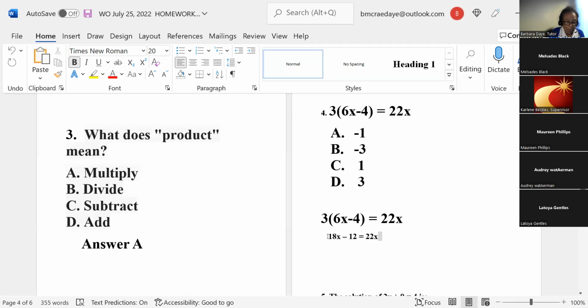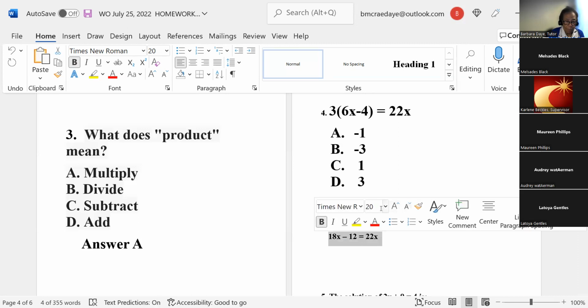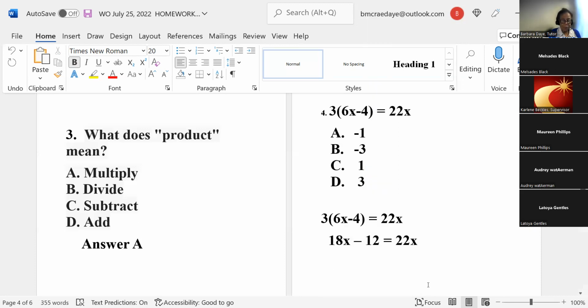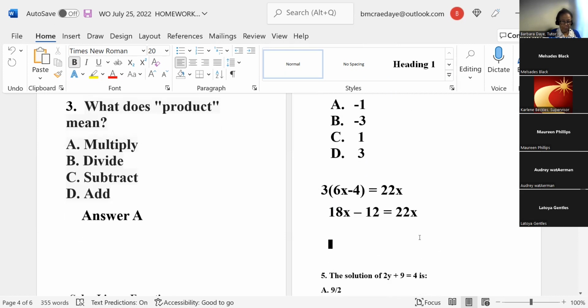Is everybody with Latoya on what she did, the first step? We just did one like that, with the parentheses and the number outside. 3 times 6x gives you 18x, 3 times minus 4 gives a minus 12, and now she has 22x. Latoya, what's your next step?